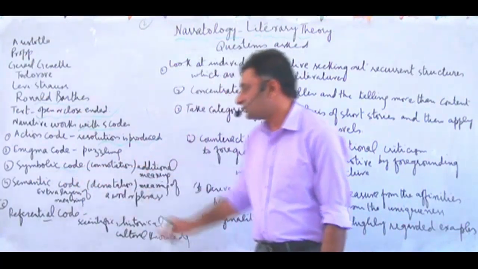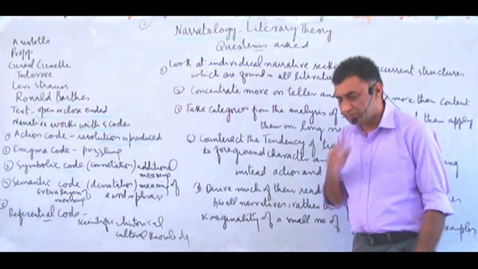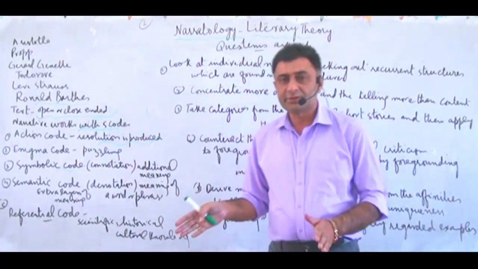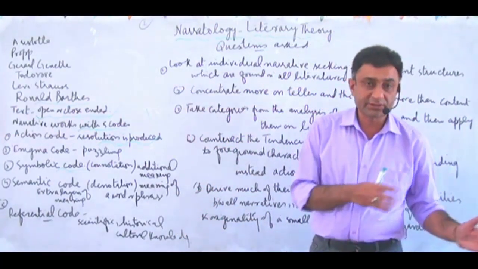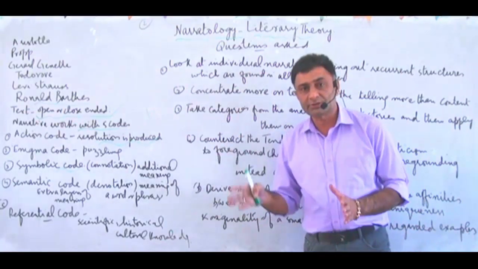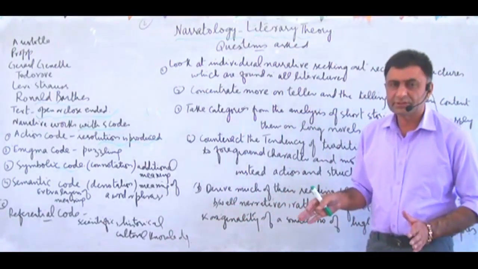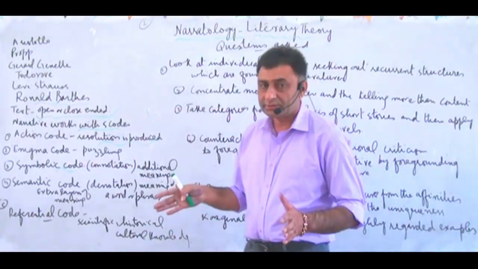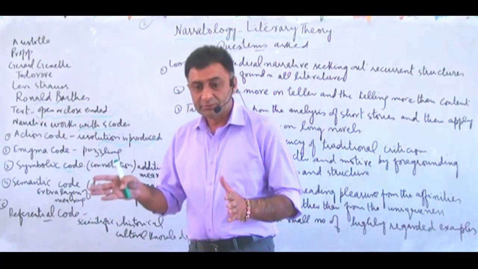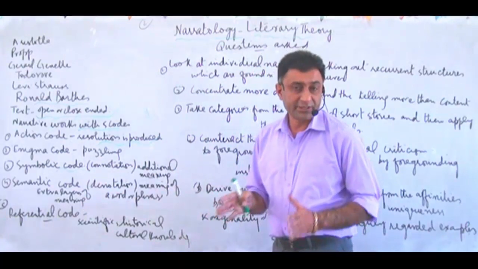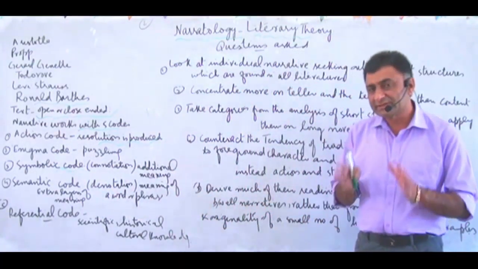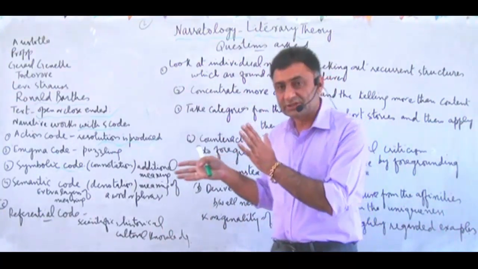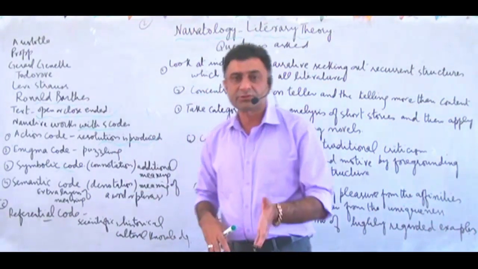Then there is the symbolic code, or connotation, which means there are usually additional meanings. There are two types of meanings: direct meanings, and meanings which are symbolically represented. This symbolism is perhaps related to deconstruction, because sometimes a writer is not intentionally giving so many symbols, but a reader can draw that this thing can be symbolic of that thing, and this can be symbolic of that thing.